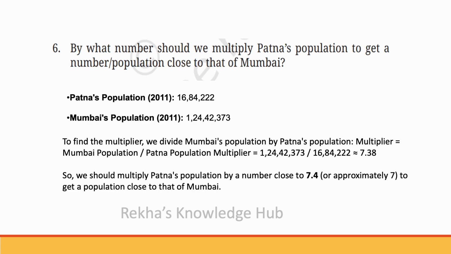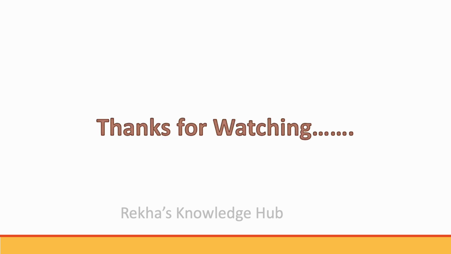By what number should we multiply Patna's population to get a number or population close to that of Mumbai? See, Patna's population in 2011 is 60,84,222. Mumbai's population in 2011 is 1,24,42,373. So, you divide Mumbai's population by Patna's population, you will get around 7.38. So, we should multiply Patna's population by a number close to 7.4 to get a population close to that of Mumbai.